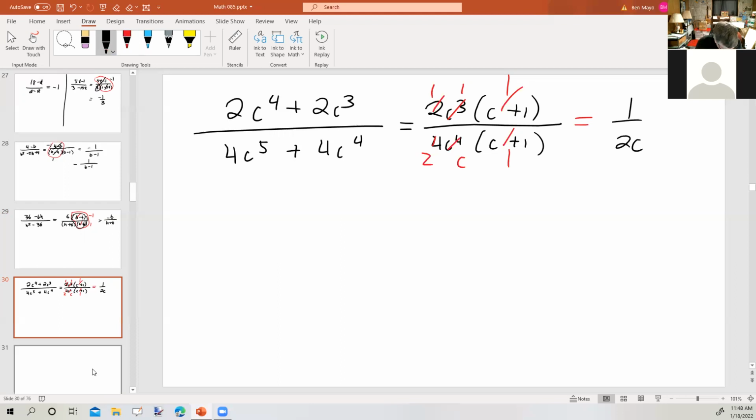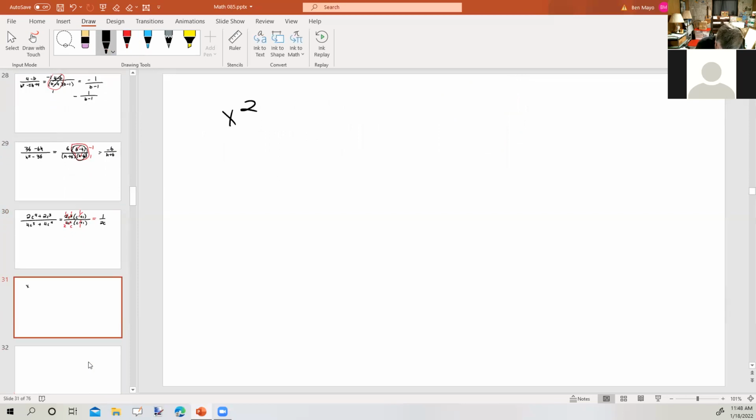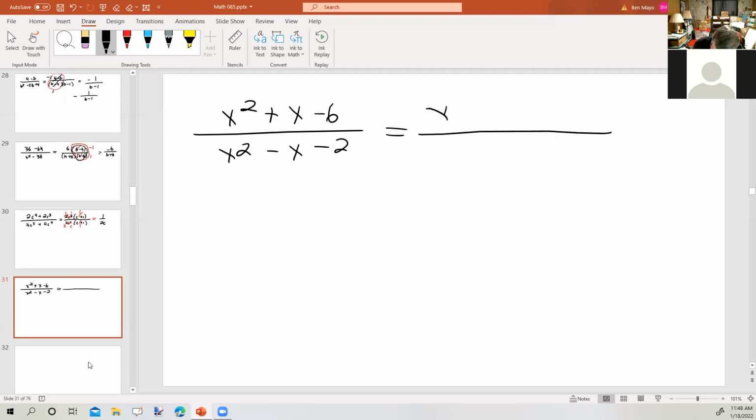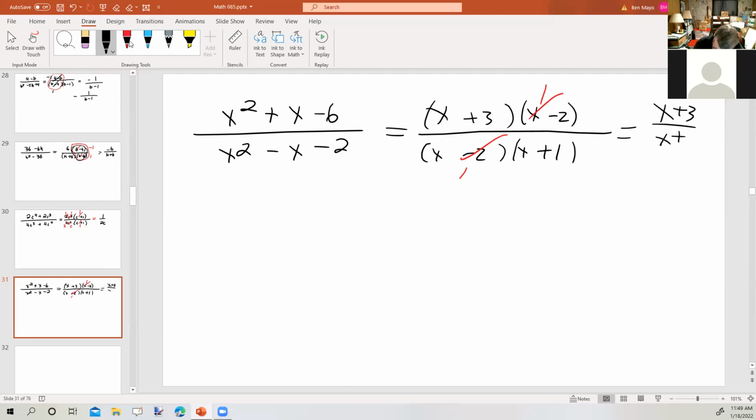All right. How about this one? x squared plus x minus 6 over x squared minus x minus 2. I have to factor it before I can reduce. The numerator, let's see. Product is -6, sum is 1. How about plus 3 and minus 2? The denominator, product is -2, sum is -1. How about -2 and plus 1? Reducing out the common factors, we get x plus 3 over x plus 1.